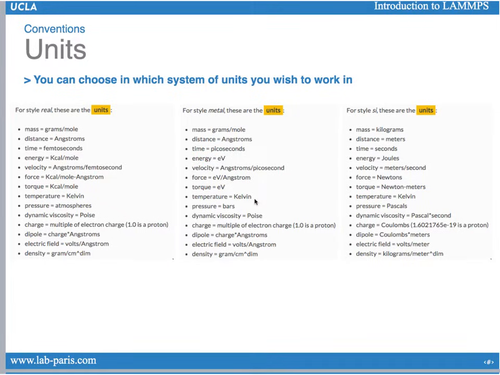So there is no right or wrong system of units. Depending on their size, the typical energy, and the typical time that characterizes those systems, some unit systems might be more appropriate than others. In general, we will try to always use the real system of units so that all the simulations that you are doing are consistent with each other, with the same units, etc.